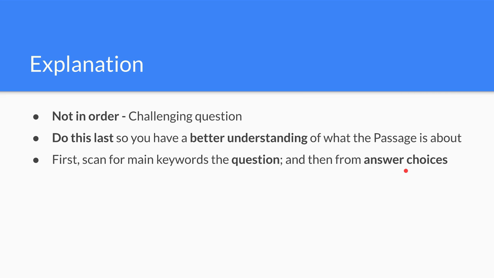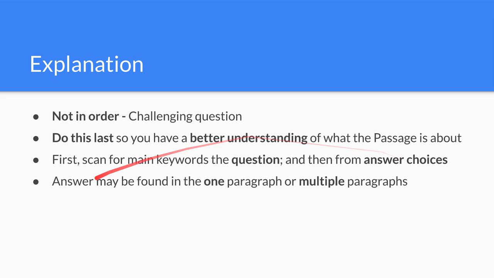Okay, so first, you should search for the synonym language that talks about the specific information from the question. And then once you have located that area, then you should try to target down on the keywords from the answer choices and see if you can find any synonym language from the answer choices. We'll cover this in more detail very soon.